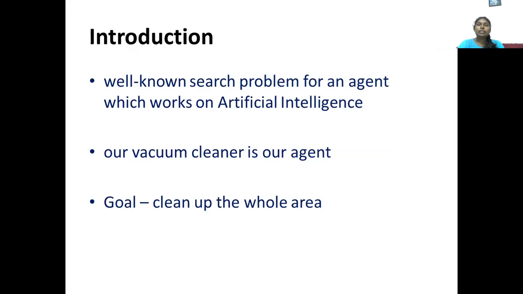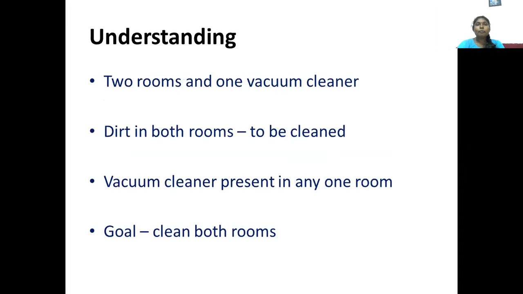So here the goal is to clean up the entire area. The conditions for the vacuum cleaner are: there are 2 rooms and we have one vacuum cleaner, and dirt is there in both the rooms. The vacuum cleaner will be present in any one room at a time. The goal is to clean both the rooms. So these are the conditions.